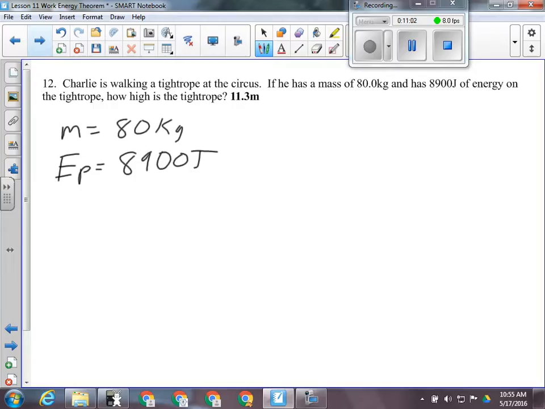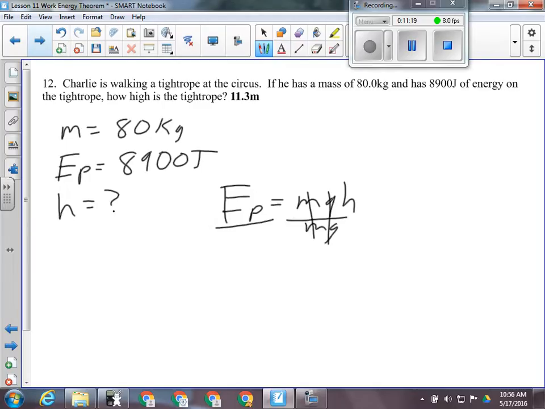Okay, on the tightrope, how high is the tightrope? All right, so I'm looking for h. Do I have a formula that has m, Ep, and h in it? Yep. All I have to do is solve for h, so I'm going to divide both sides by m times g, and plug in my numbers.